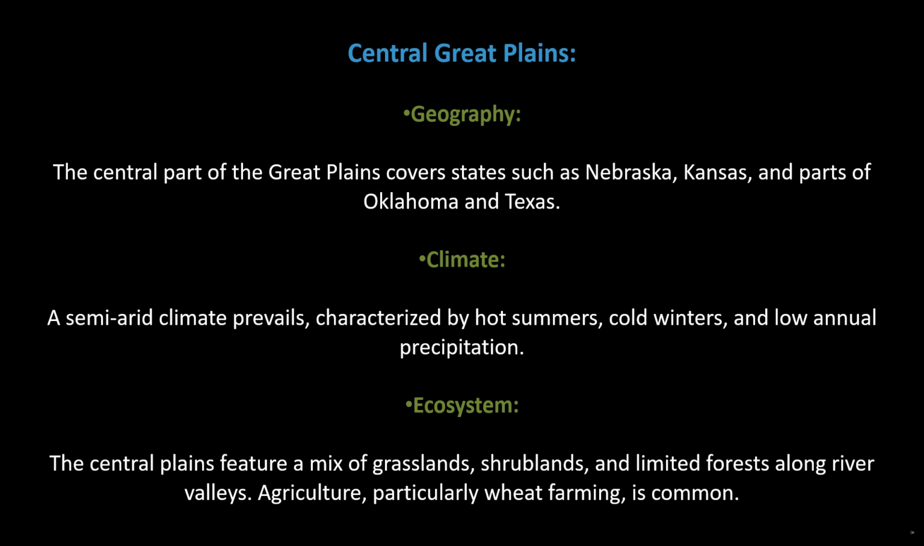Ecosystem. The central plains feature a mix of grasslands, shrublands, and limited forests along river valleys. Agriculture, particularly wheat farming, is common.